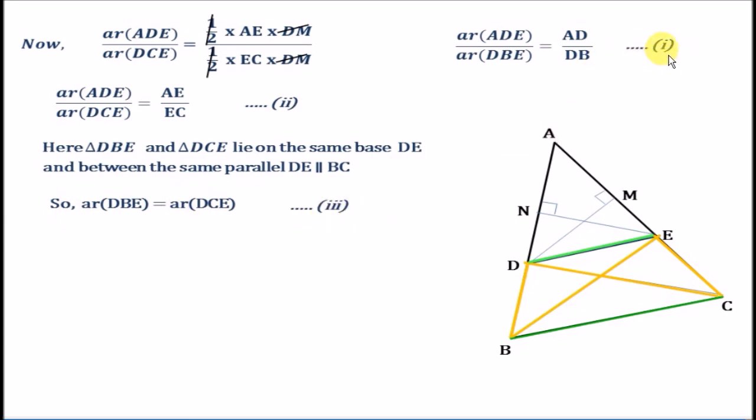Now, on comparing equations 1, 2 and 3, the left hand sides of equations 1 and 2 will be equal. The numerators were already equal, area of ADE and area of ADE, and the denominators, area of DBE and area of DCE, are now proven equal with equation 3. So the left hand sides of equations 1 and 2 are equal. That means the right hand side also has to be equal. So AD by DB, right hand side of equation 1, equals AE by EC, the right hand side of equation 2. Hence, the result has been proved.